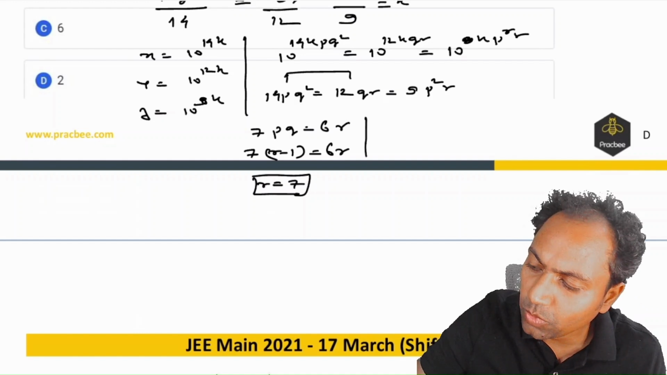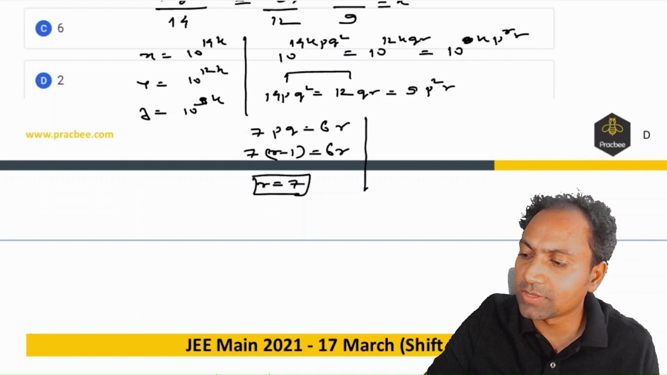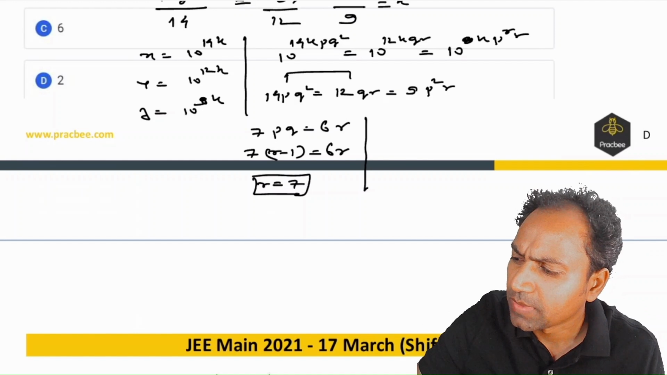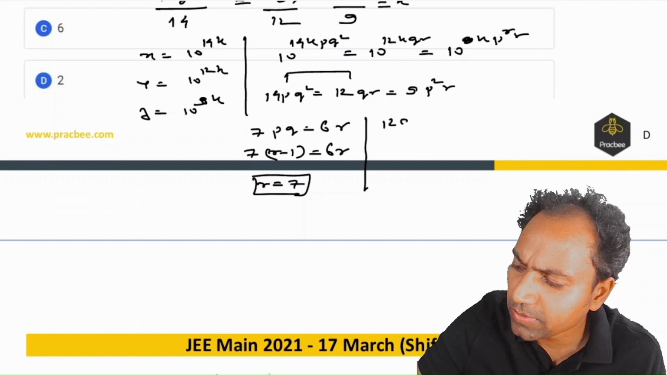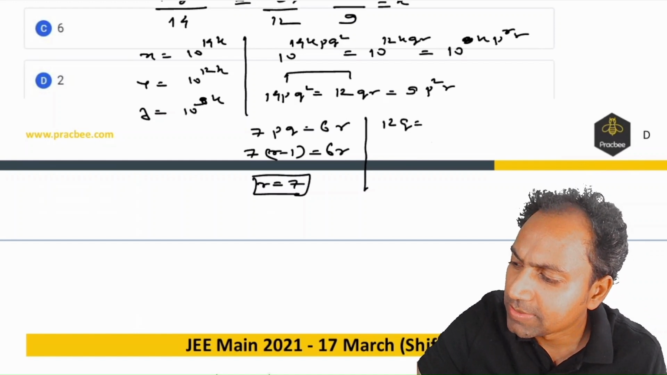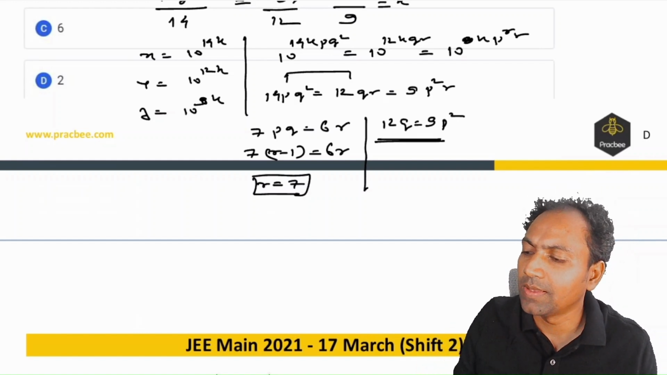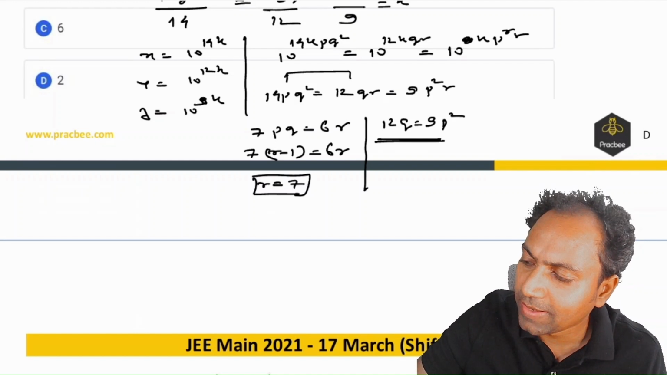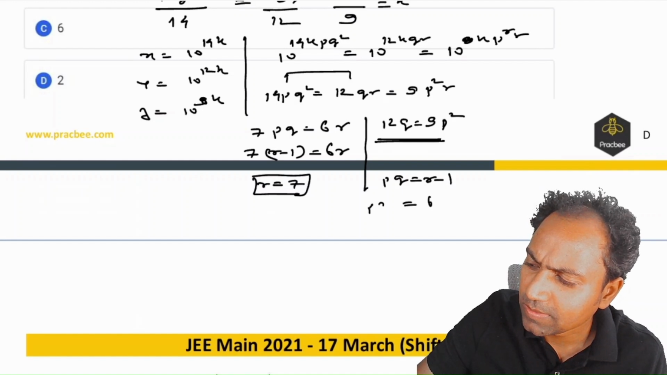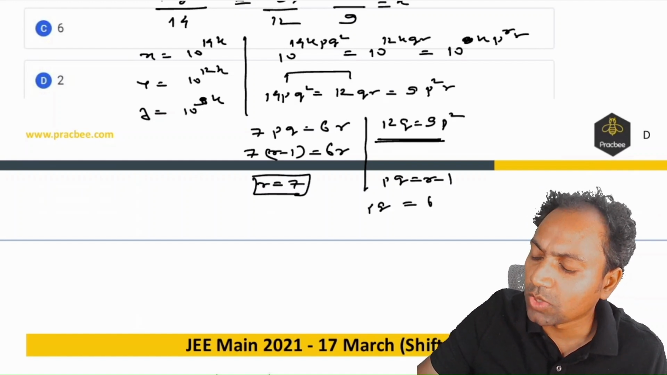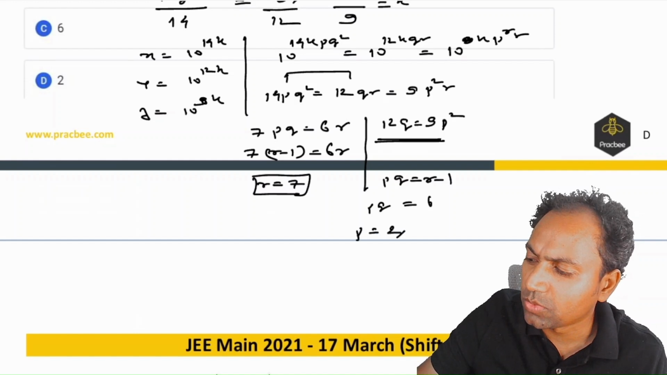And now I have two more results with me. What are two more results? If I compare the other two parts, what you get is 12q is equal to 9p square. And again the value of pq is equal to r minus 1 is given as 6. From here, if you solve, your p comes out to be 2 and q comes out to be 3.